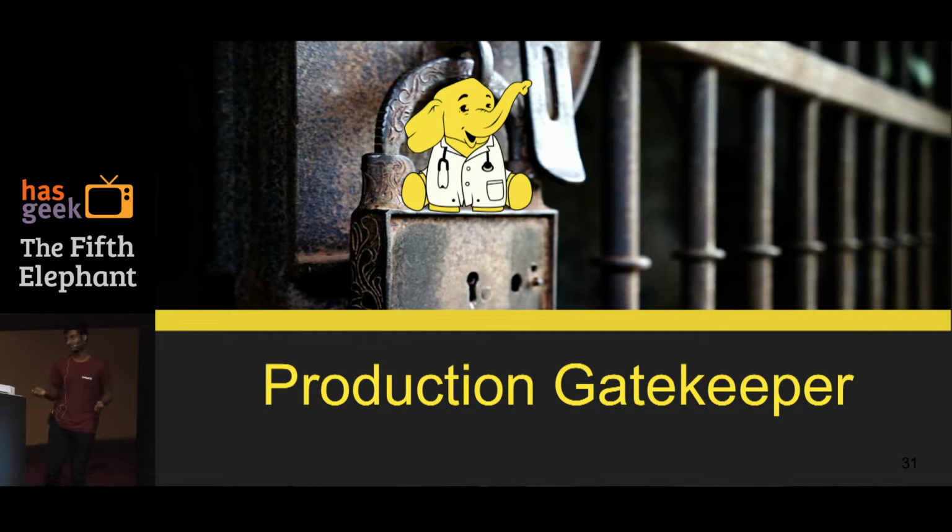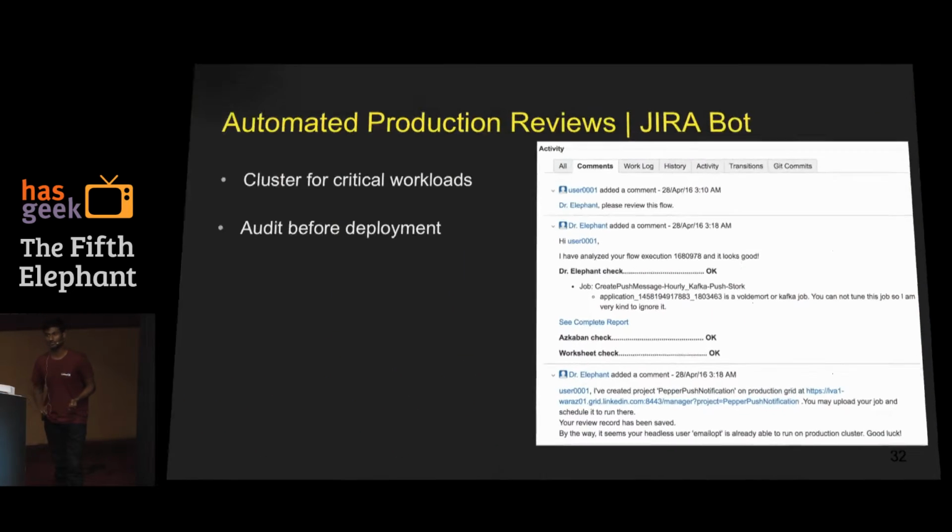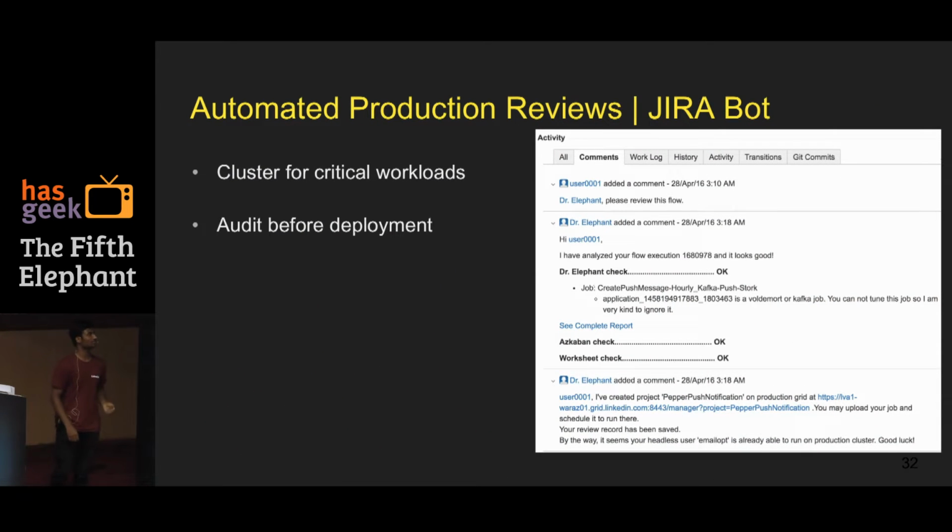But if there is something, then you can just ask the user to go back and fix this and come again. But this is again a manual process, so what we did is we created a tool to do this. So we created a Jira bot, a bot that is integrated into Jira, and the user just has to create a Jira ticket and give an execution to its flow, right? And this bot will automatically fetch that execution, get all the reports from Dr. Elephant, and if everything looks green, then it goes ahead, comments back to the user saying everything is good.